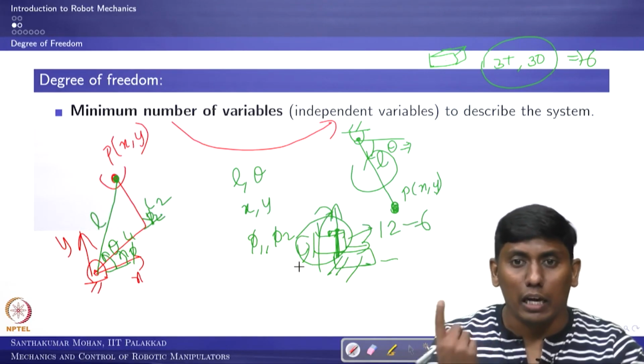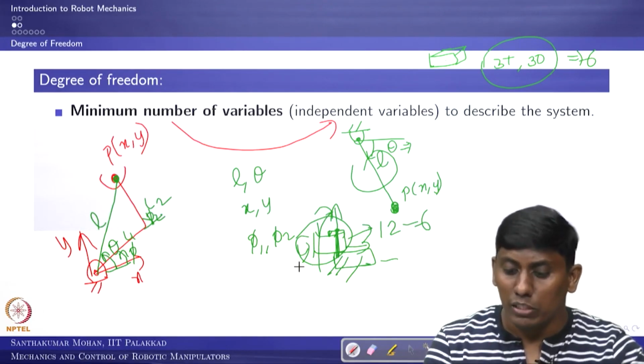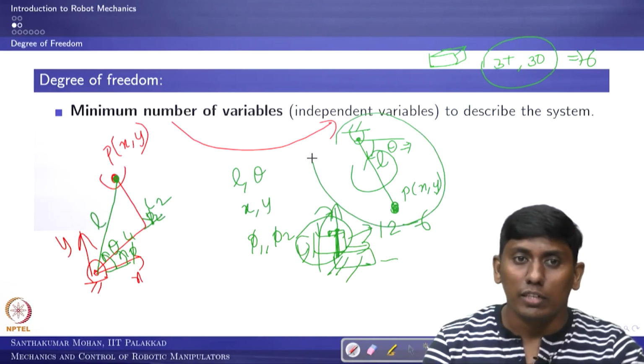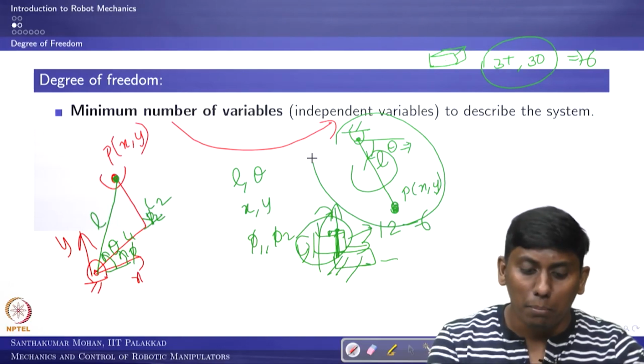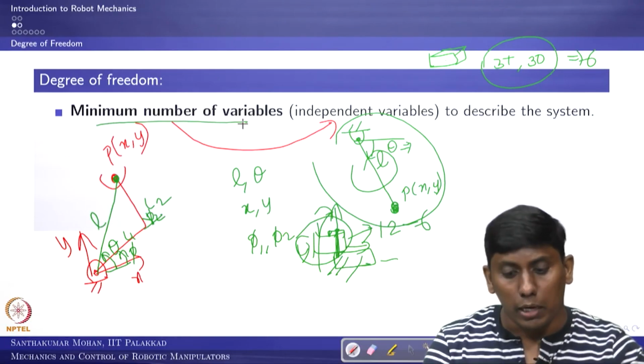It can rotate only about the vertical axis. In the sense, it is a 1D system. This is what you have seen here, right? So in the sense, degree of freedom is nothing but the minimum number of variables to describe the system.